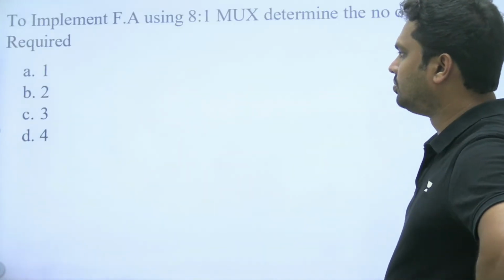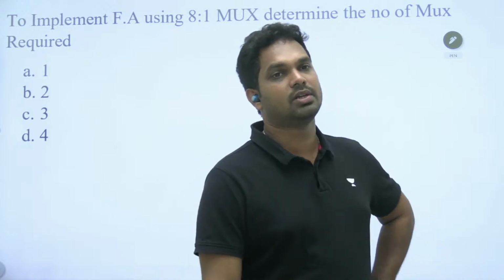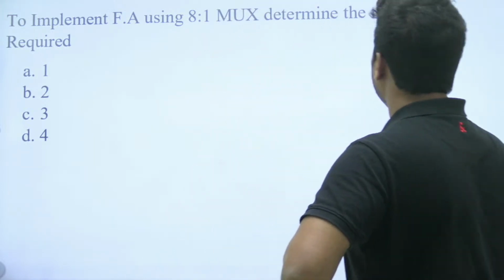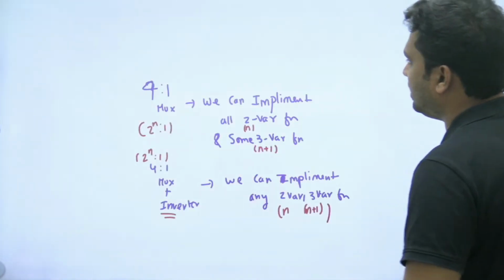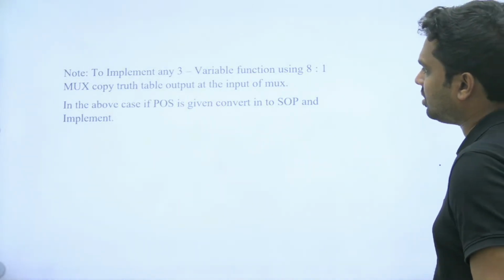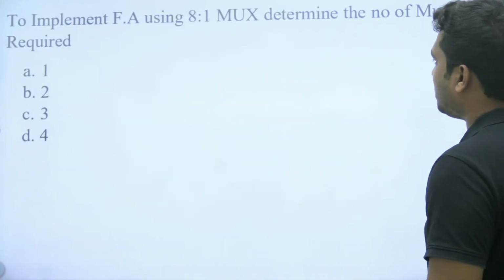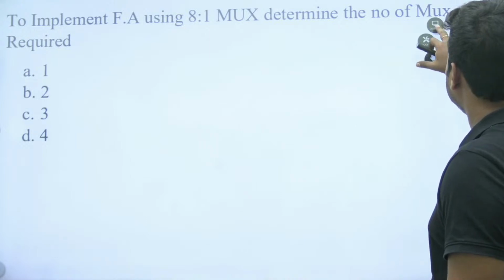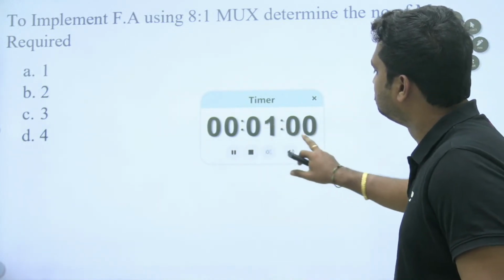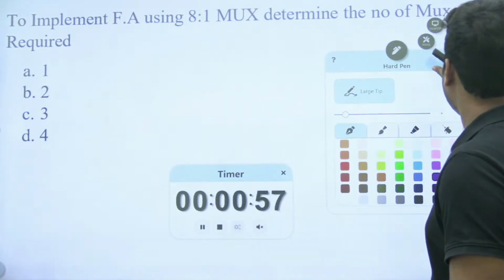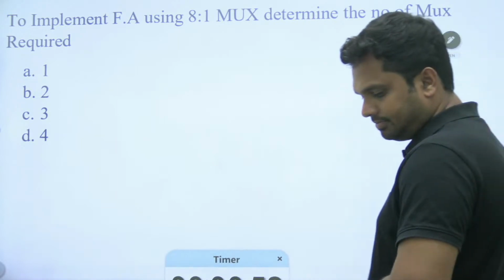Okay, so the question here: determine the number of multiplexers required to implement a full adder. This is the question for today. The point is, if you want to implement any three variable function using an 8 by 1 mux, you just copy the truth table output at the input of the mux. So what is the number of muxes required? Please try to answer this. I am giving you sufficient time for this. How many muxes are required?